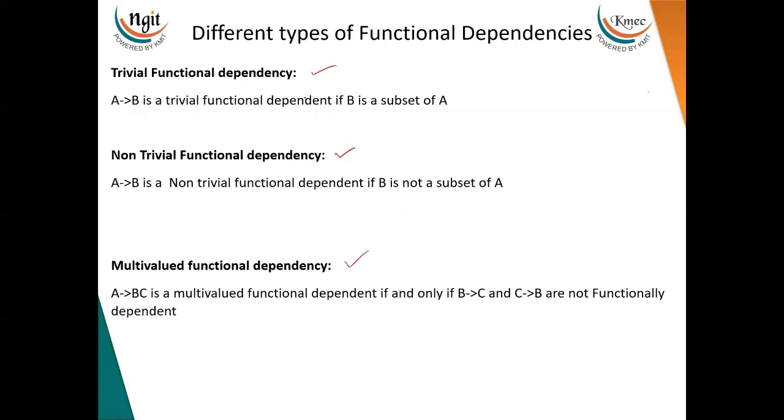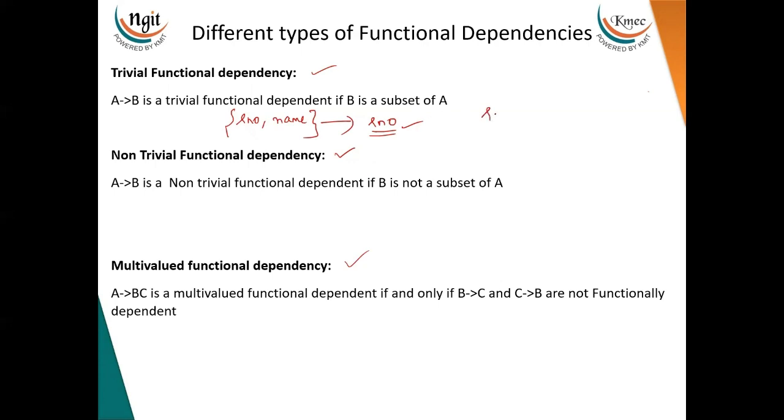Now, here we are going to consider some example, say roll number, comma, name. This is going to determine roll number. Yes, if we know the roll number and name, then we can easily determine the roll number. That means the information for this roll number attribute is already supplied. Then we can say that the roll number is a subset of this set. Yes or no? So thereby, this is a trivial functional dependency.